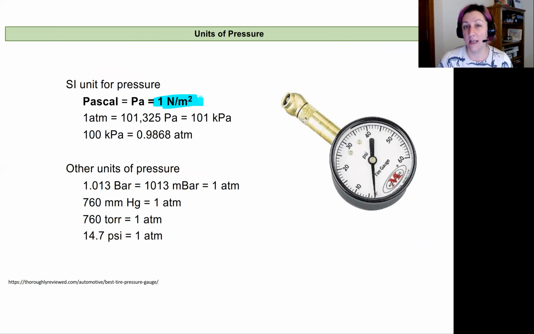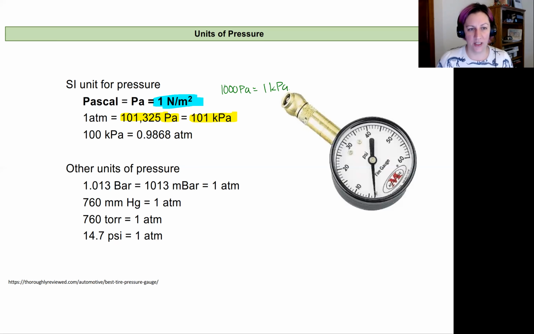Now, we typically work in atmospheres in a chemistry lab, and atmosphere is another pressure unit. Not like the atmosphere around us; it's spelled the same way, but it means a unit of pressure. It's equal to 101,325 pascals, or 101 kilopascals. And remember, kilo is just one of our metric conversions, so 1,000 pascals equals 1 kilopascal.